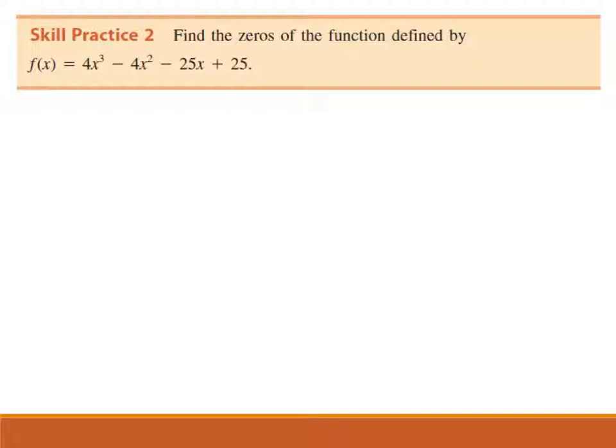So in practice skill 2, we would like you to do this. You would pause the video and then try to do skill practice 2. Find the zeros of the function defined by f of x equals 4x cubed minus 4x squared minus 25x plus 25.